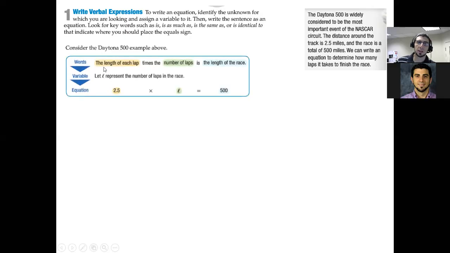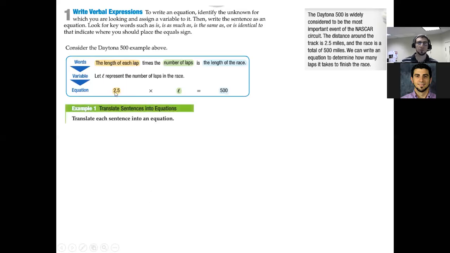So in words, the length of each lap times the number of laps is equal to the length of the race. So if you let L represent the number of laps, then you would have 2.5 times L equals 500. Because for each lap you go 2.5 miles, if the total is 500 miles, you want to figure out how many laps that would make. So you've got to multiply. All right, so the equation would just be 2.5L equals 500.